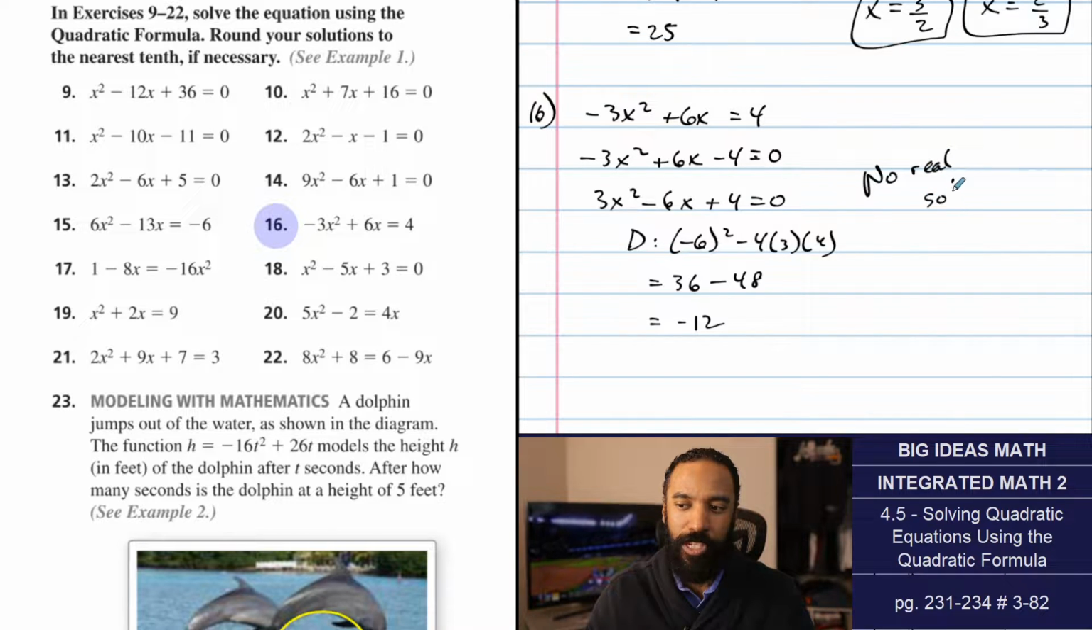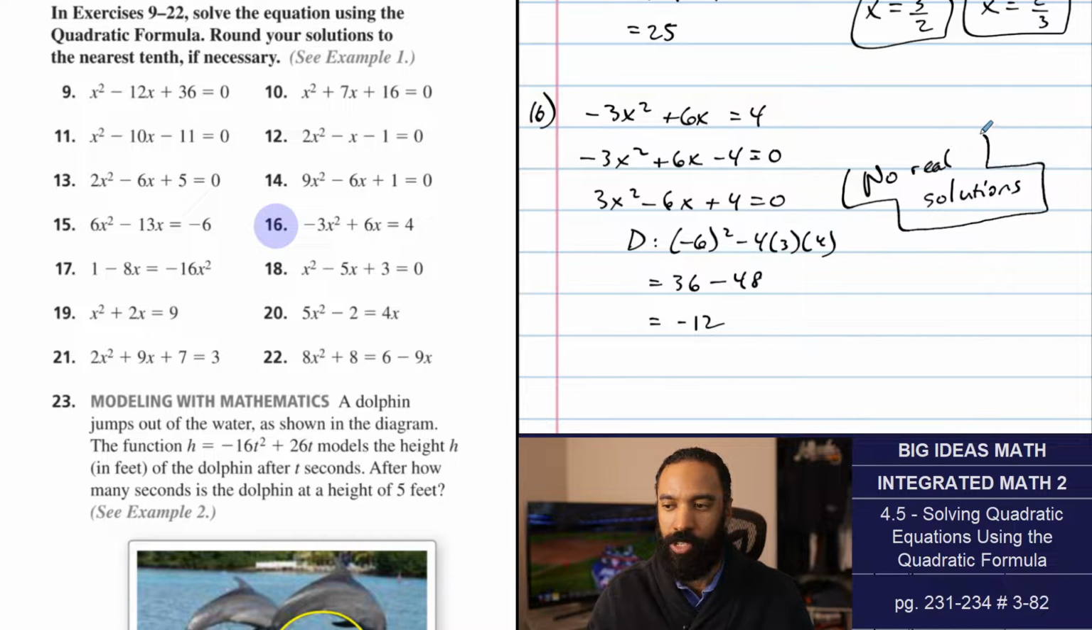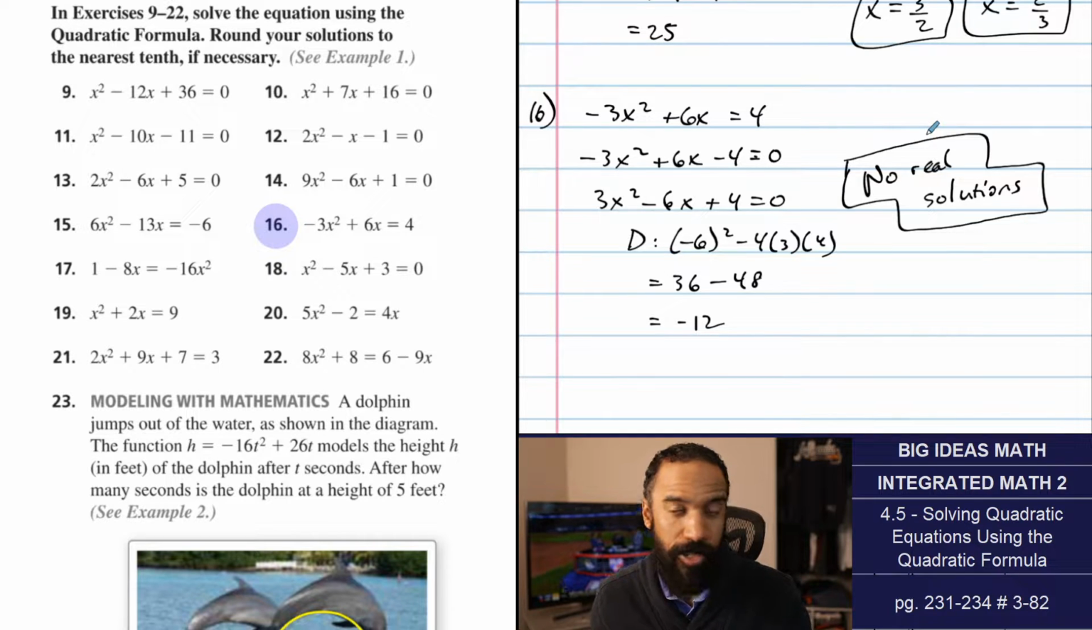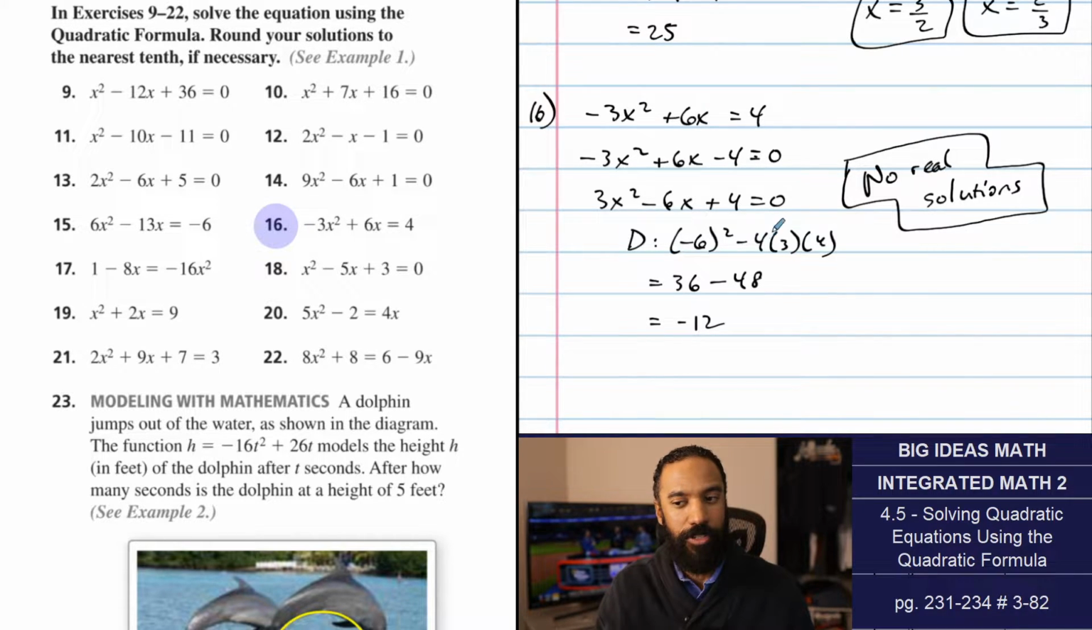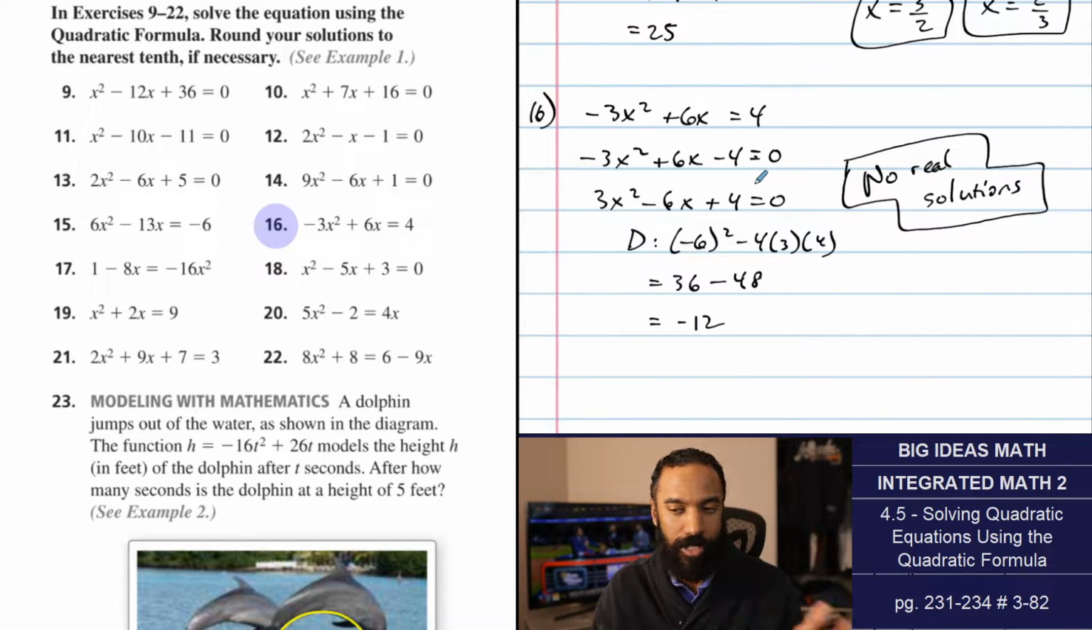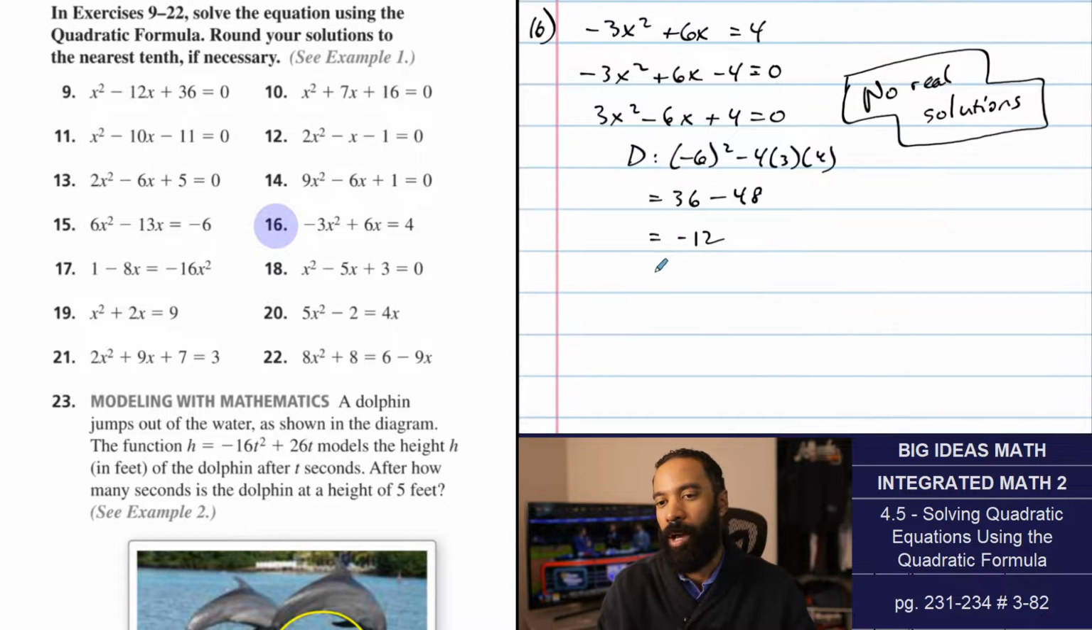And that has nothing to do with the fact that I turned everything positive, or that I changed all the signs, or that a started out negative. It just has to do with the size of the numbers and the signs that they are. If c was negative, boom, we'd have real solutions, just because the way that this thing's graphed is a different looking graph that way. So this is negative 12. No real solutions. That was your discriminant.